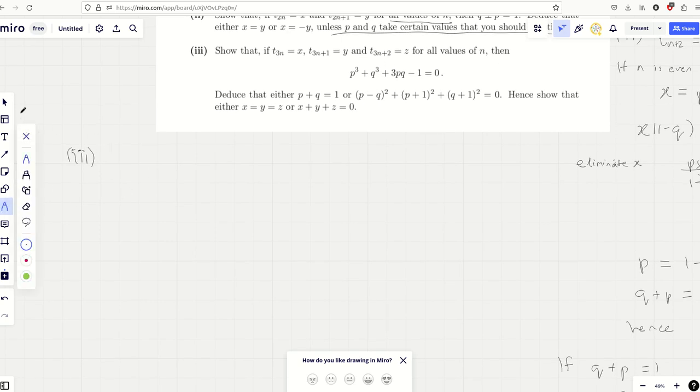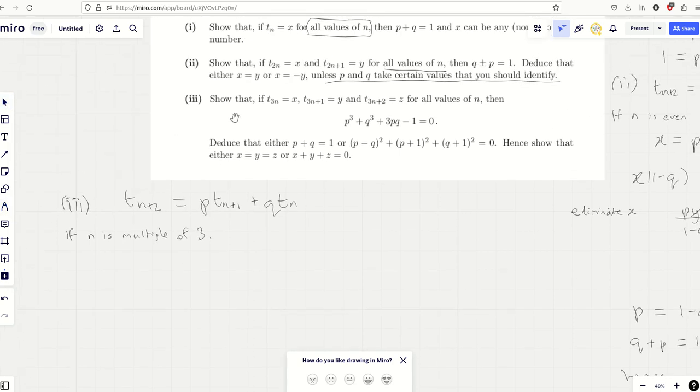So I'm just going to use t_(n+2) equals p times t_(n+1) plus q times t_n. Now, I don't feel like I'd get this right unless I'd just done part 2 first, because part 2 is showing you how it's done. If n is a multiple of 3, what do we get? Well, t_n is going to be x, 1 more than a multiple of 3 is going to be y, and this is going to be z. So we're going to have z equals py plus qx.